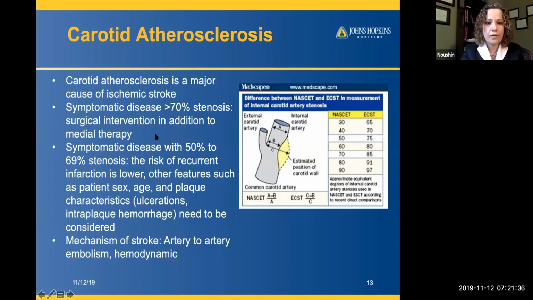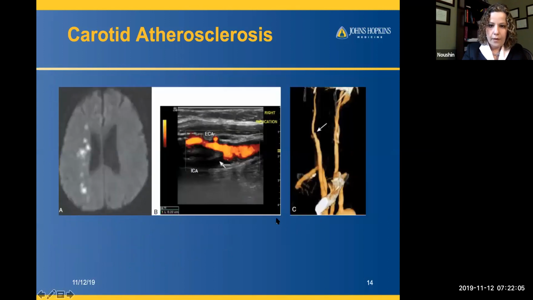So how can carotid atherosclerosis result in ischemic infarct? There are two main mechanisms. Artery-to-artery embolism: when you have a carotid plaque that is, let's say, ulcerated, you have a thrombus formation superimposed on it, and then you have a thromboembolic phenomenon, meaning the thrombus goes up to the brain and causes an infarct. Or we can have hemodynamic stenosis, like carotid stenosis, with poor flow and poor perfusion in the carotid territory.